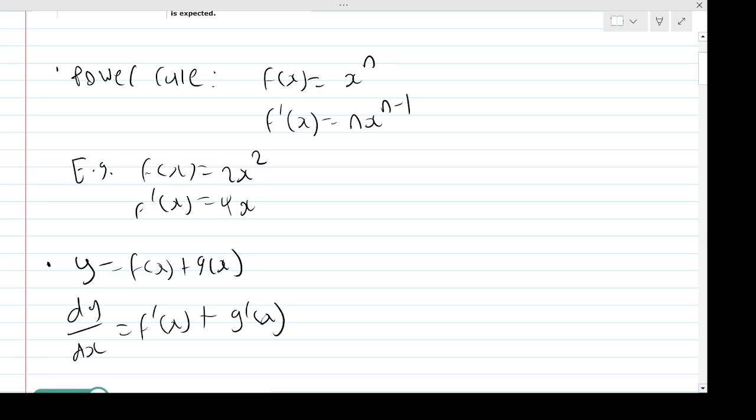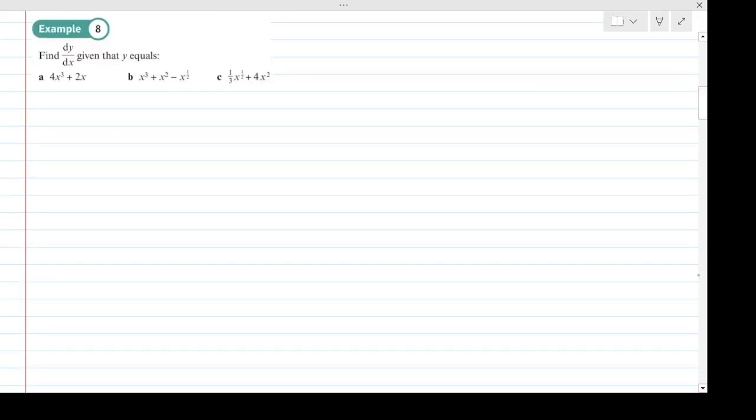So basically what this is saying essentially is if you have two terms of x, then we differentiate them individually, okay? It's one of those things that's easier than it looks. But the idea is we can add derivatives together, okay? So we're going to jump into some examples then.